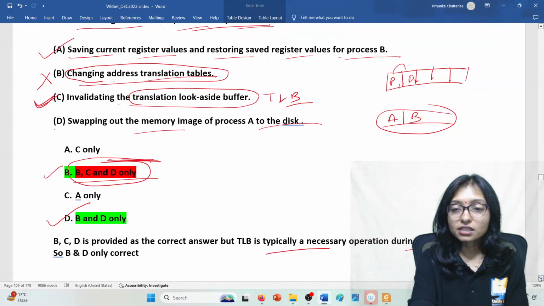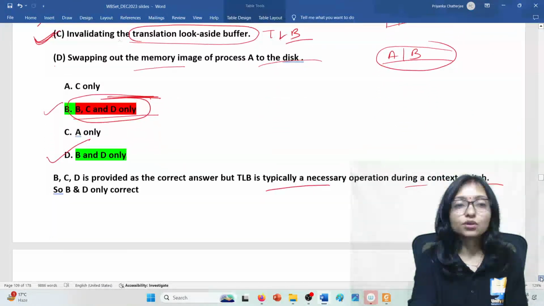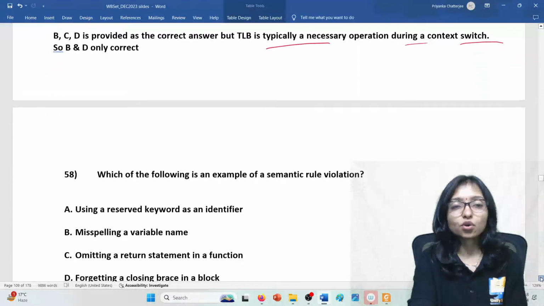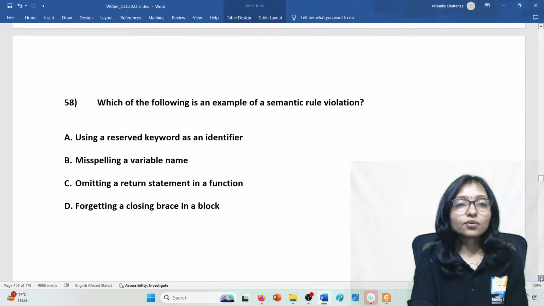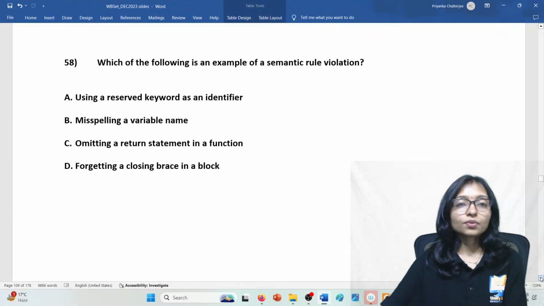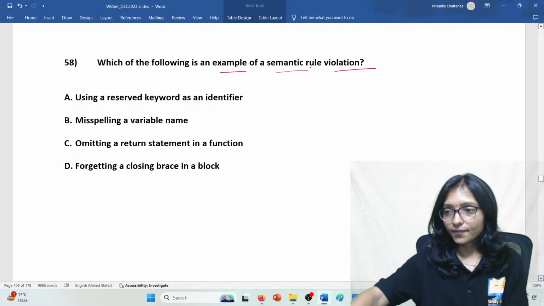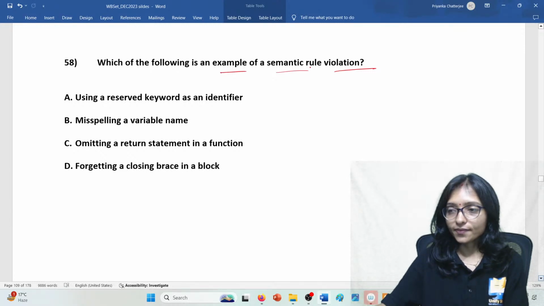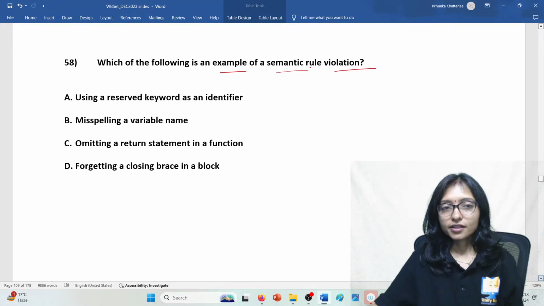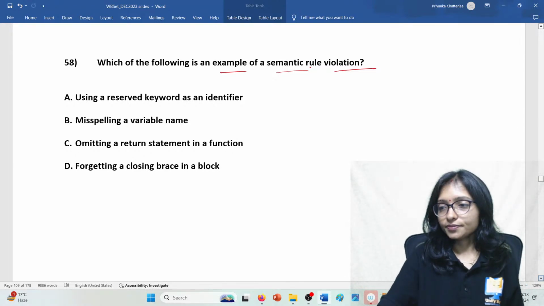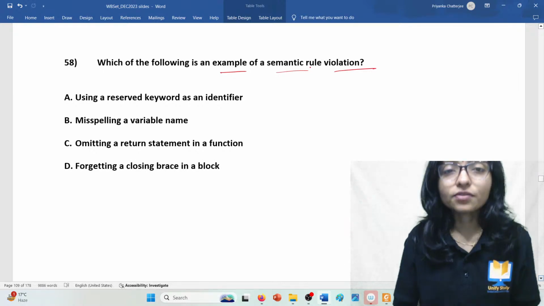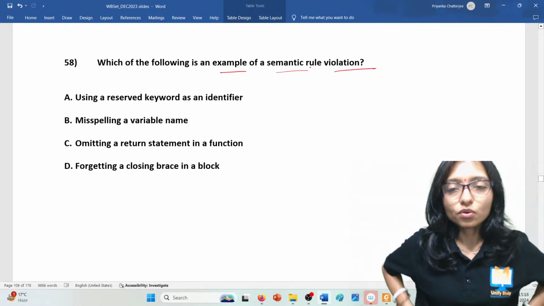And you should understand, whenever you are learning, you should know what is correct and what is wrong. Here again you can see another question. Which of the following is an example of a semantic rule violation? Semantic rule. Which of the following is a semantic rule violation?